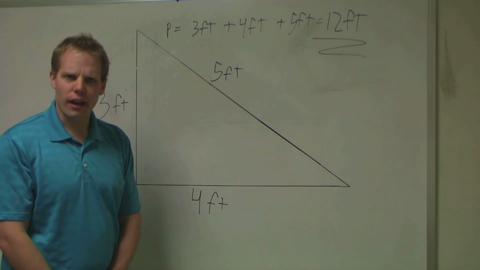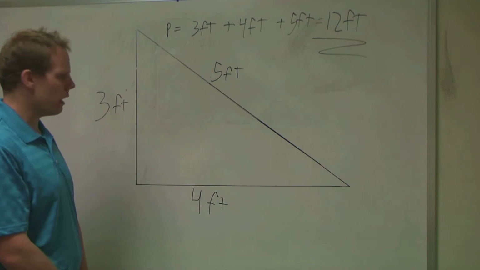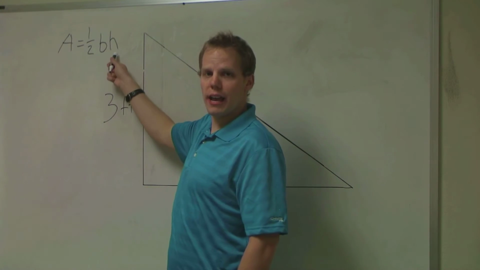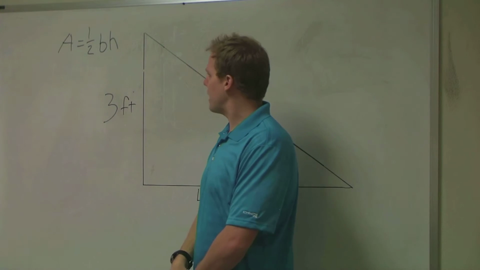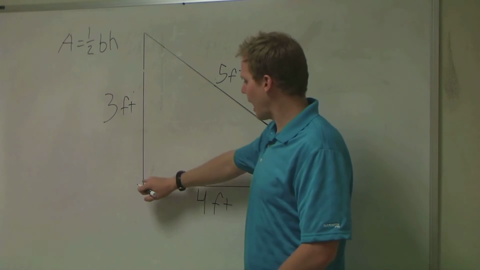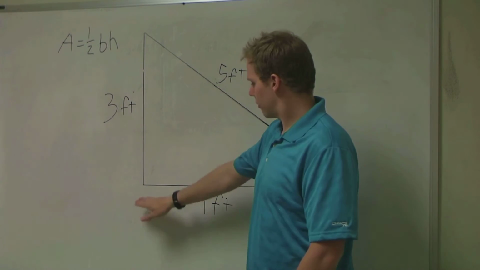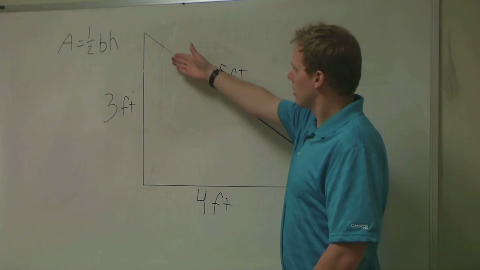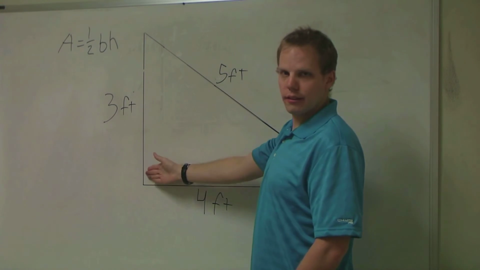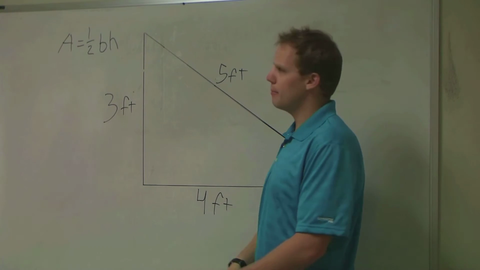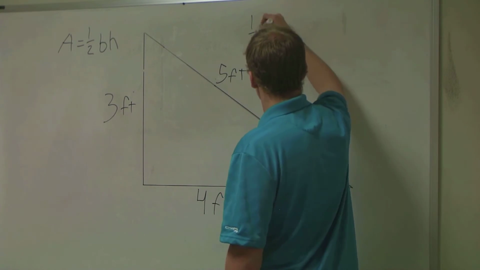Let's talk about area now. The area of a triangle is 1/2 base times height, which basically means we have our base right here, and we have our height right here. We take our base, which is right here, and we take our height, we multiply them together, and we divide by 2. Very simple.